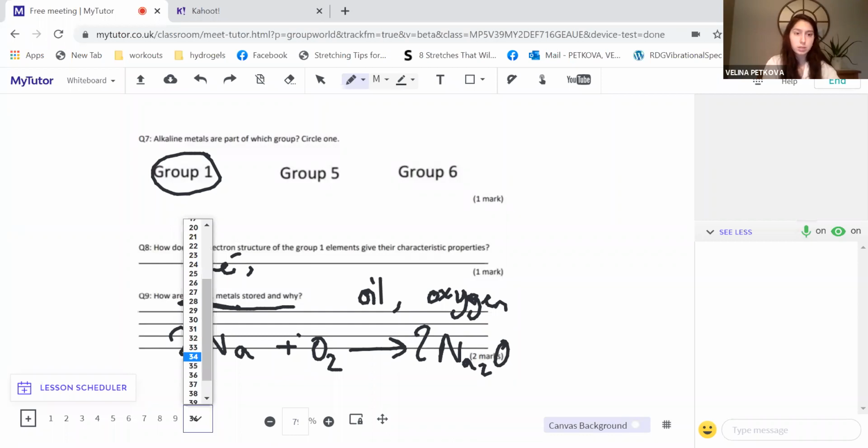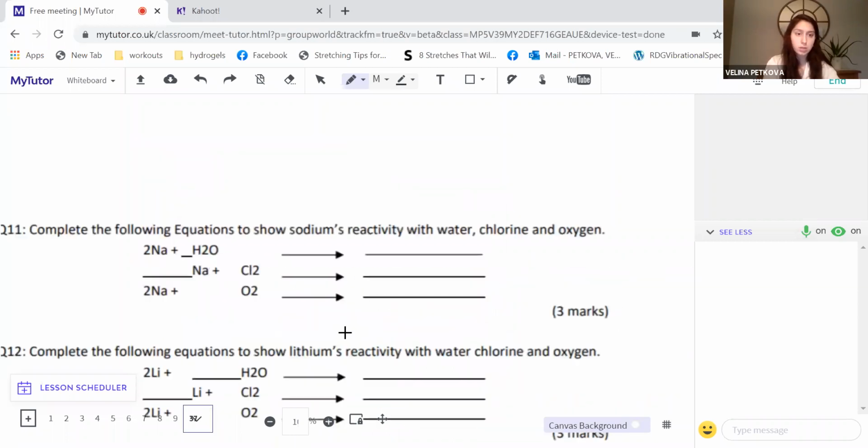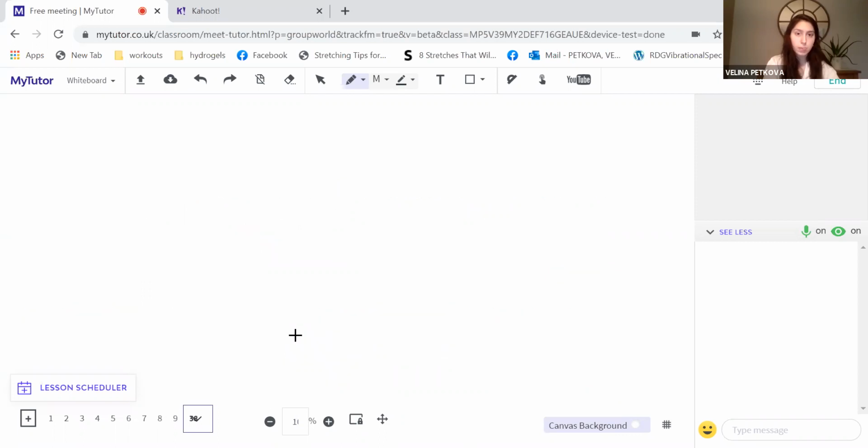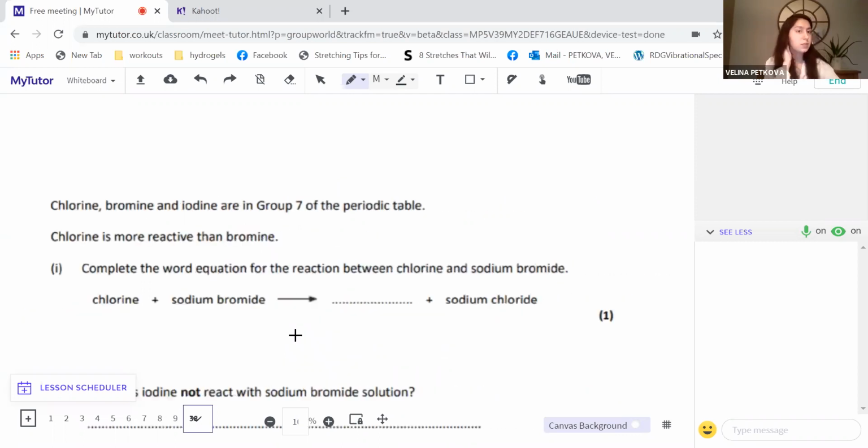Should we see the last? Okay, so let's finish doing one of these questions. Write the word equation for the reaction between chlorine and sodium bromide. So chlorine plus sodium bromide would form what and sodium chloride? Yeah, perfect. Some good answers. Bromine. Okay, so what would be the color change observed?